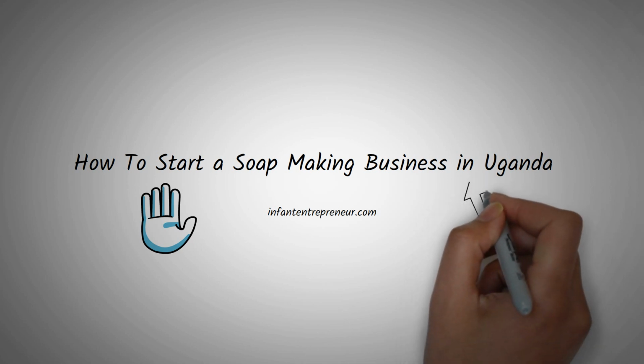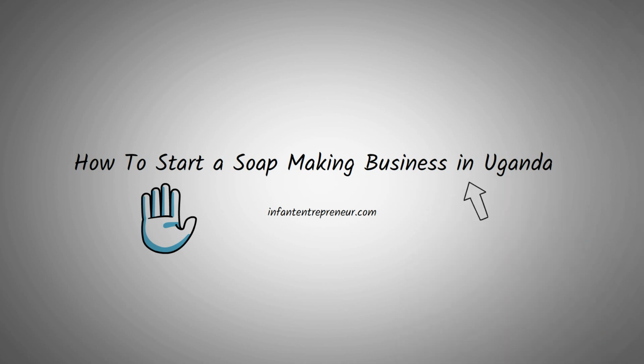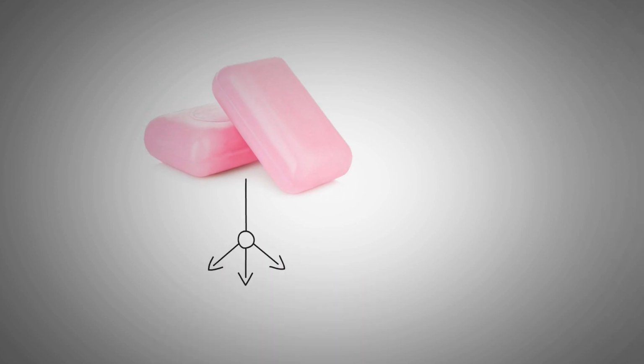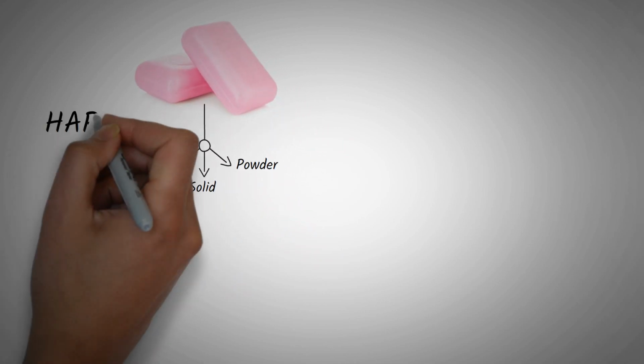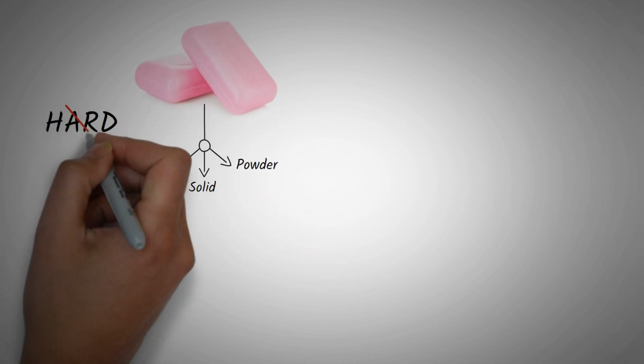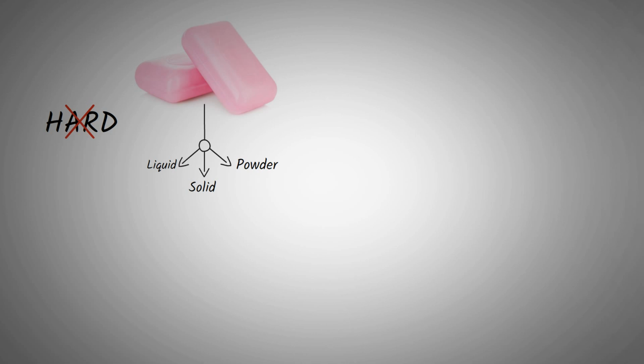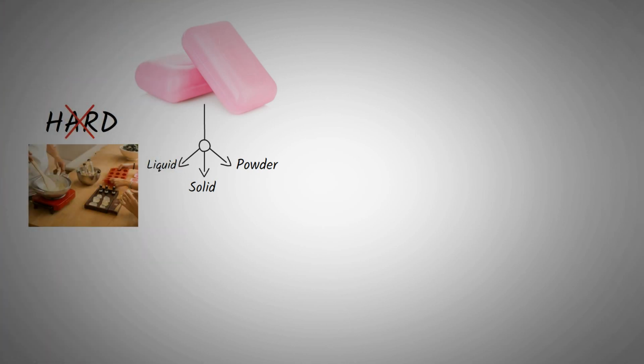Today we are looking at how one can start a soap making business in Uganda. Soap is a salt of fatty acid used in a variety of cleansing and lubricating products. Soap comes in three main forms: the solid, powder and liquid forms. Starting a soap making business is not as hard as many expect it to be, and today we shall look at how you too can start making soap.